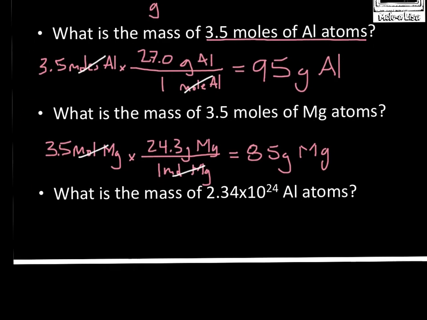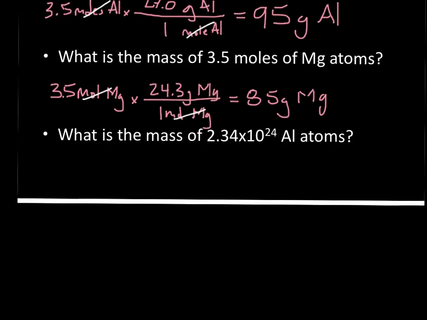All right, in this last one, I'm going to slide it up for it. So what is the mass of 2.34 times 10 to the 24th aluminum atoms? Ooh, so this one's a little bit different. We're starting with atoms, and we're going to mass. So rather than going from moles to mass, we're going to go from atoms to mass.